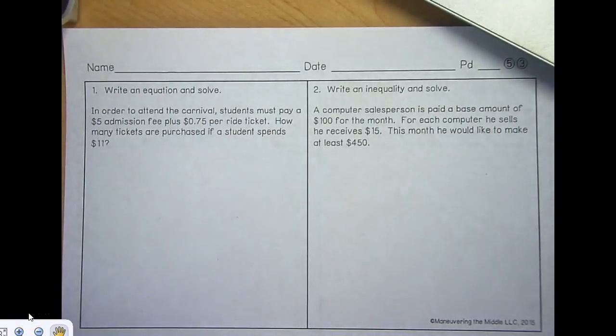Let's look at warm-up 53. Number 1: in order to attend the carnival, students must pay a $5 admission fee plus 75 cents per ride ticket. How many tickets are purchased if a student spends $11? This says write an equation and solve.